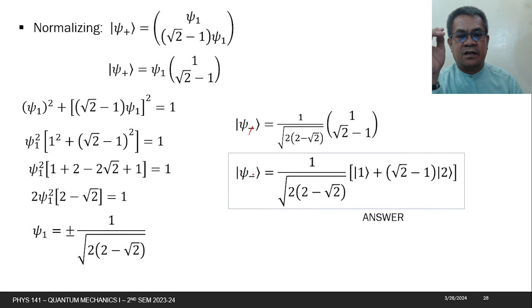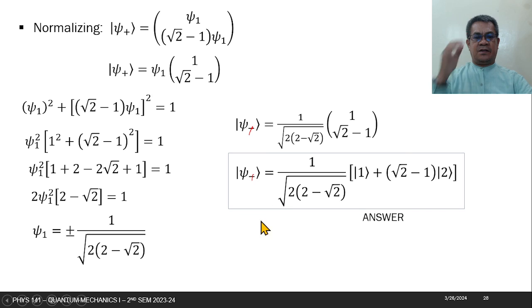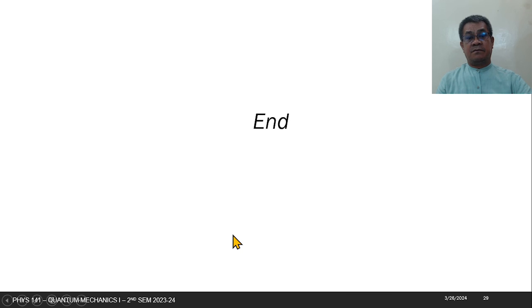This is another state. This is for the positive eigenvalue of energy. So this is now our eigenfunction using the positive eigenvalue of energy. Okay, so these are all for this problem. Thank you for listening.